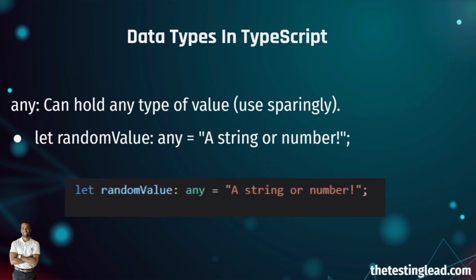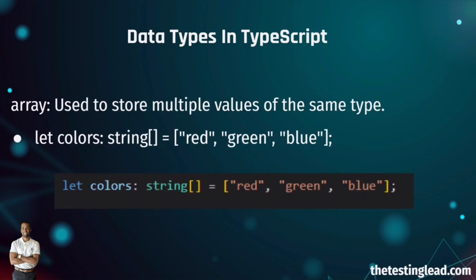Any. This can hold any type of value, but use it sparingly. Let random value, any, equal a string or number. Array, used to store multiple values of the same type. Let colors, string array, red, green, and blue. So here we're storing a collection of colors with the values red, green, and blue.